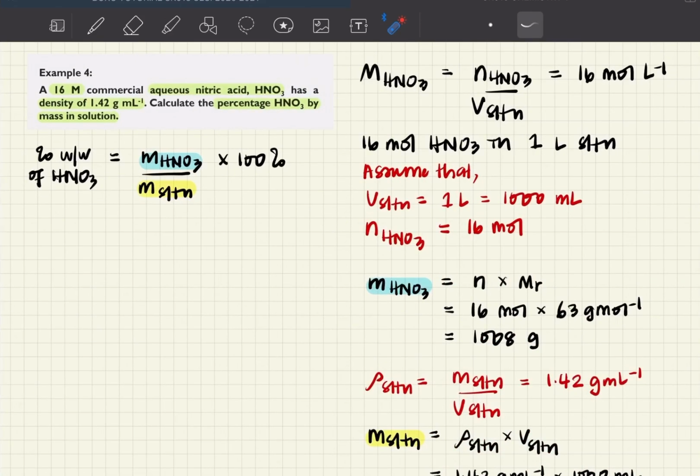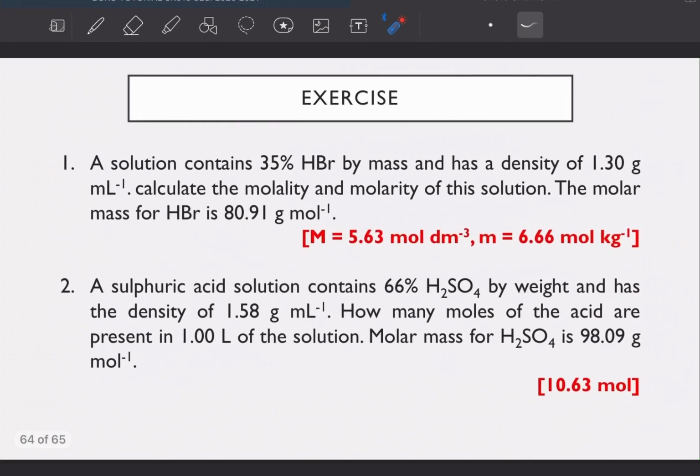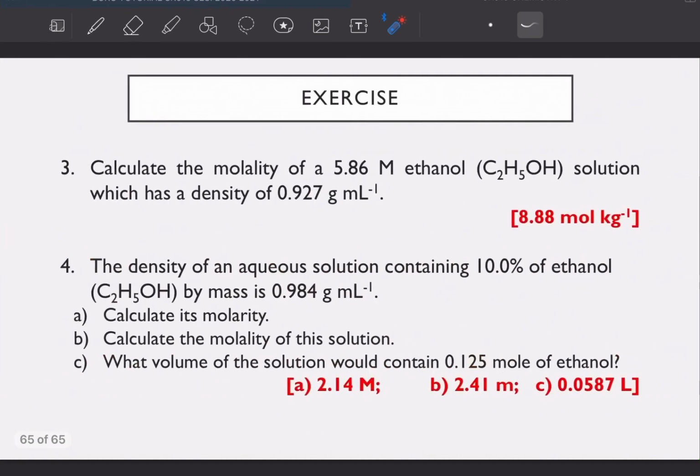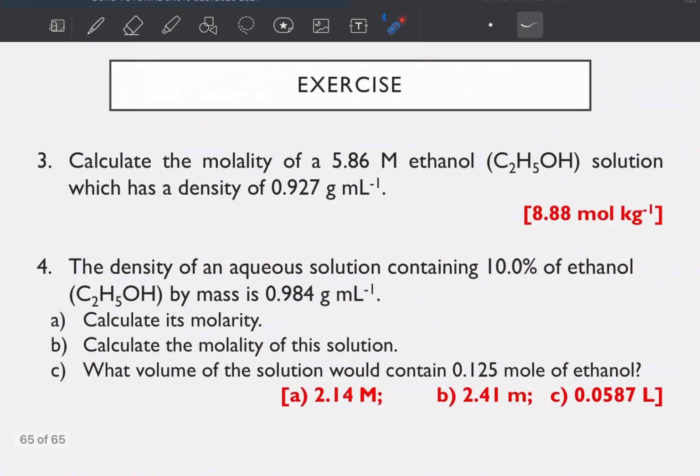Okay, so those are your 4 examples, and you are left with some exercises. So please try doing these on your own, and hopefully we can discuss these and your tutorial questions during our tutorial discussion next Wednesday. So please really attempt these on your own, so that you can develop your problem solving skills in this subtopic. Alright, good luck and thank you. Bye.